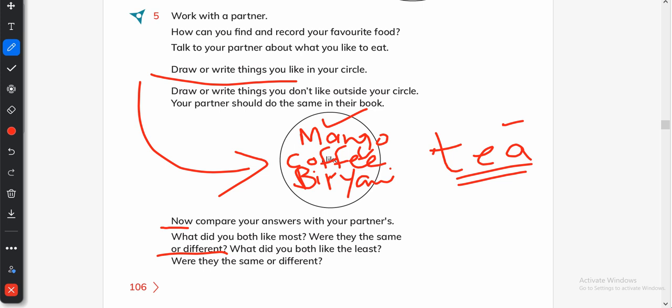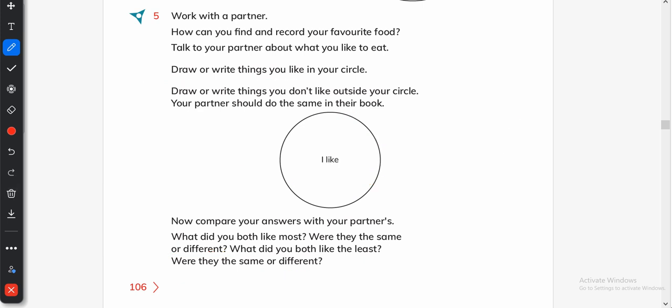What did you both like the least? Both like the least. Yes, sushi. Maybe me and my partner don't like to eat sushi. Okay, were they the same or different? They can be same or different. It depends on your partner and your choices.